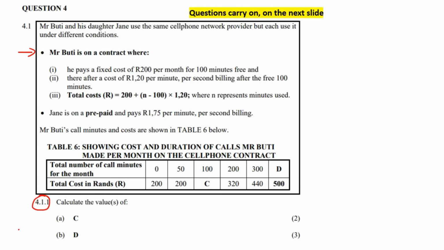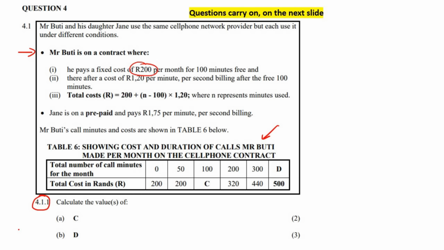It says calculate the values of C and D. So this is all for Mr. Booty, this table. So think about this carefully. If Mr. Booty does not make any phone calls, then how much does he pay per month? He still pays 200 Rand because that is what his contract is worth, okay?